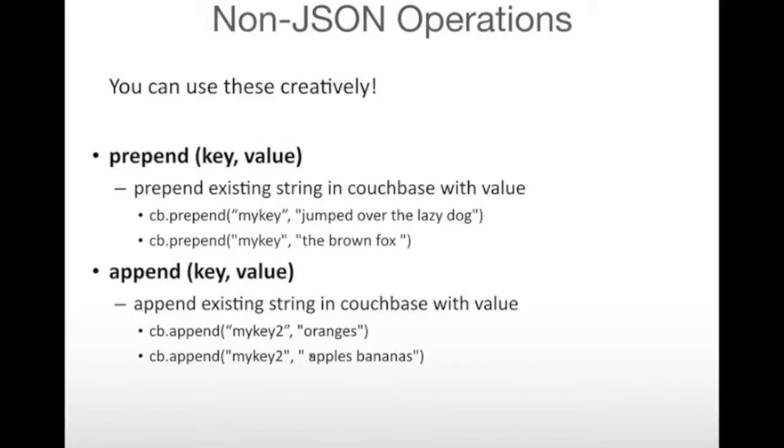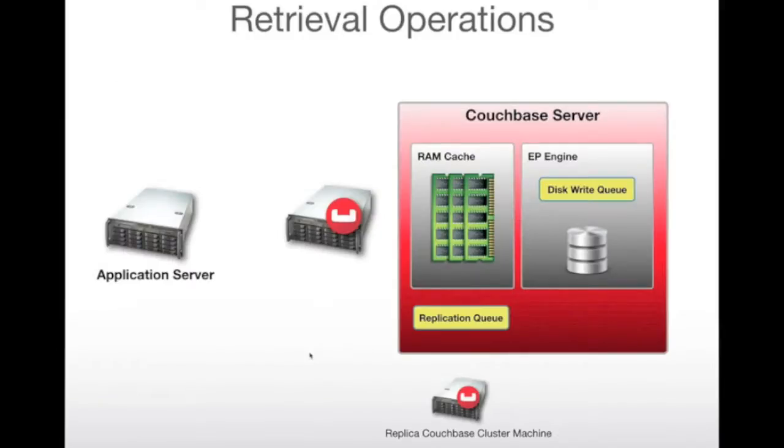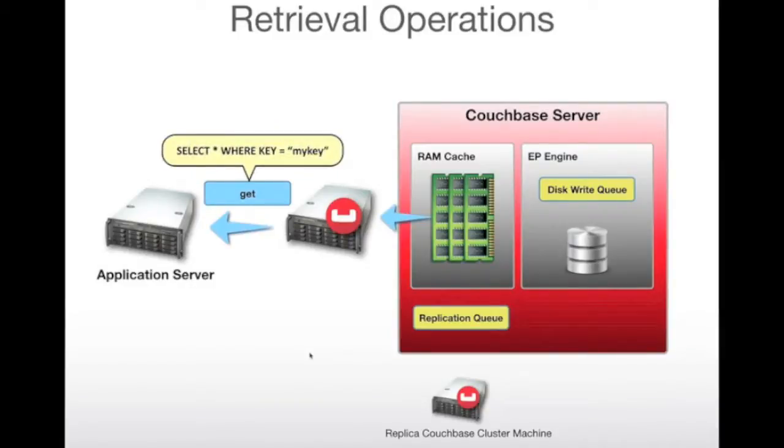So this is also available. For those who have used memcached, all these operations should be very familiar. So retrieval operations: if you're doing a get, it's coming out of RAM cache. Right? And this is kind of like a select statement, where select star where key equals my key. So you're just getting everything. You're getting the whole document or the whole value, if it's just a single value like a string, or an integer, or a JSON document. You're just getting a select star. You're getting the whole thing.